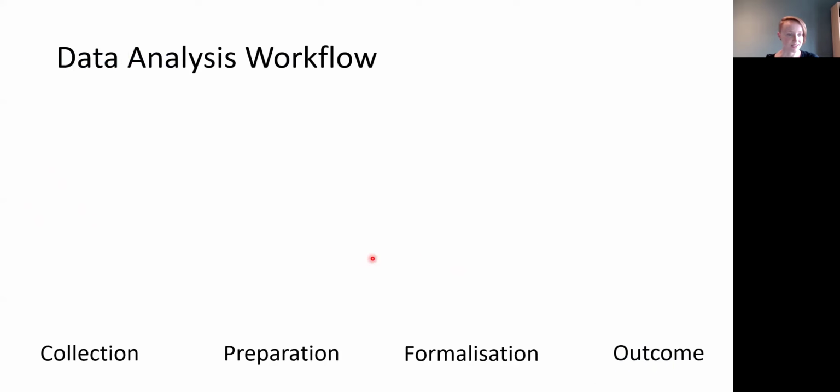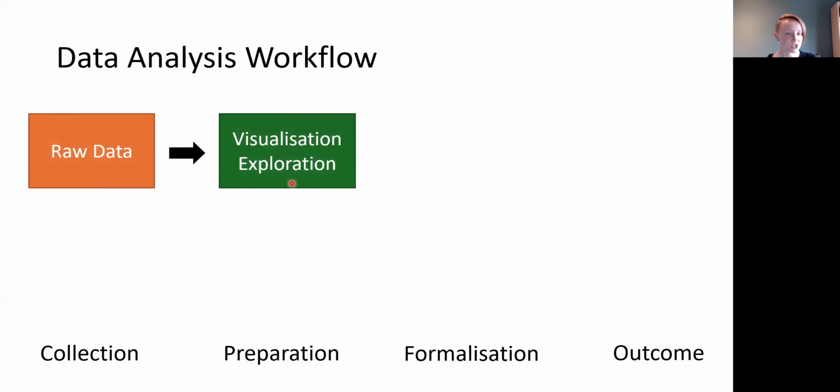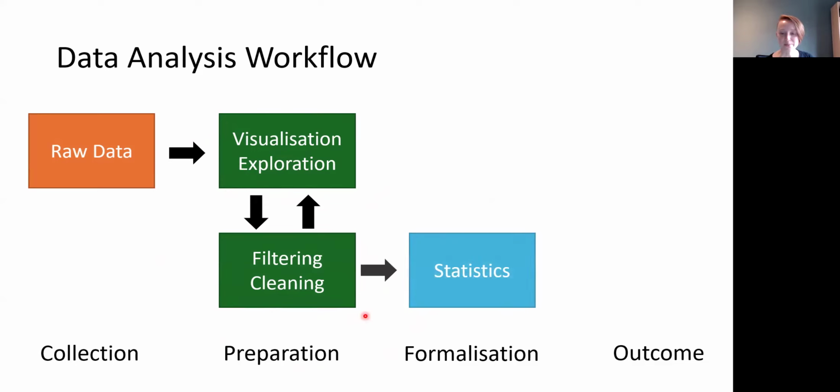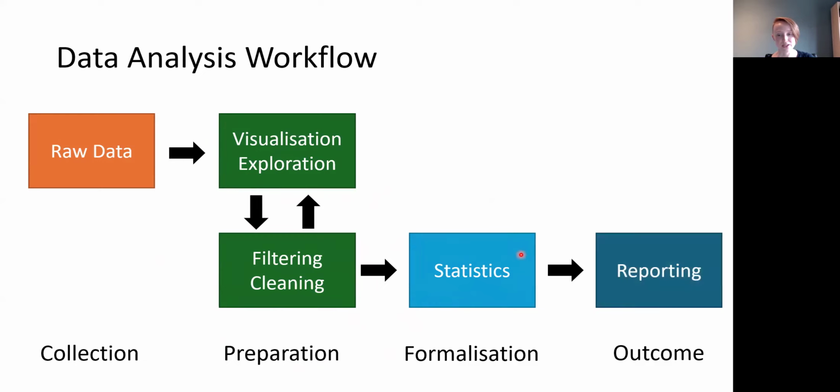So what is machine learning? In a normal data analysis workflow, it would look something like this. So you will collect some data, you will visualize and explore it, and probably also do some filtering and some cleaning, and sort of loop through this until you fully understand the data set that you have. Then you will usually formalize it with some kind of statistical test, which will give you some outcome that you can report. So whether or not you have a statistically significant difference between your groups, for example.